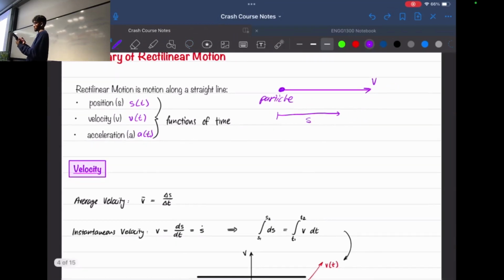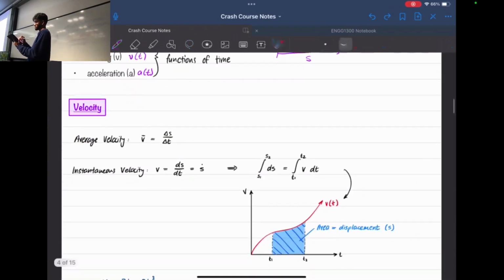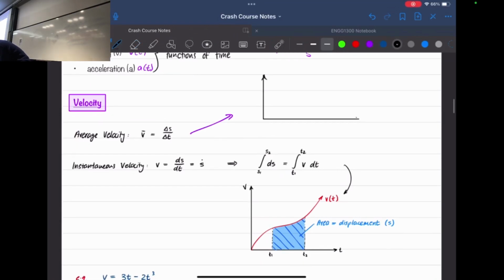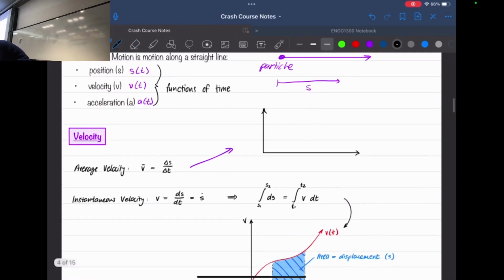So firstly, I'll go through velocity. There's 2 different types of velocities: average velocity and instantaneous velocities. You guys might have seen this in Phys 1A. But average velocity, if I draw up a graph for it, so let's say s against t, and then we have a graph that looks somewhat like this.